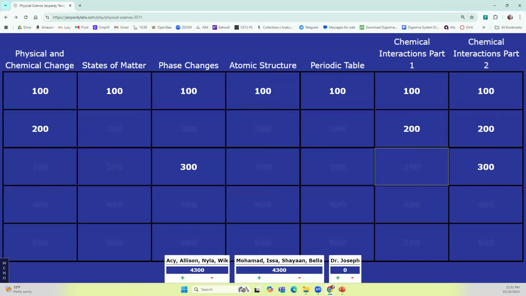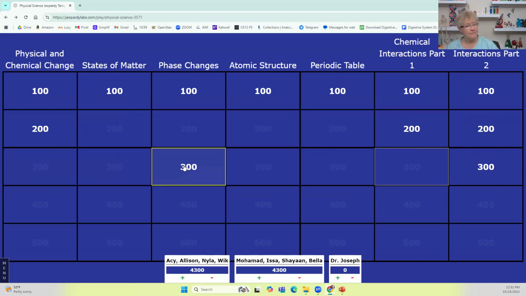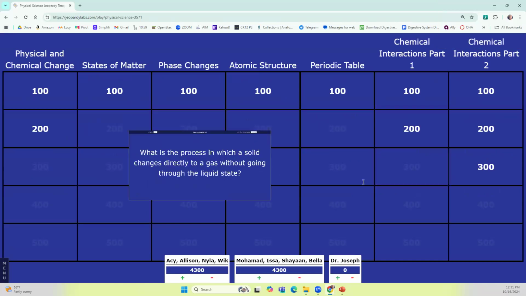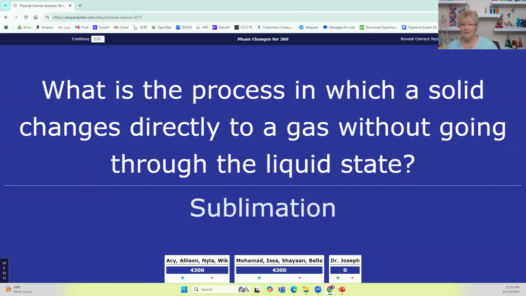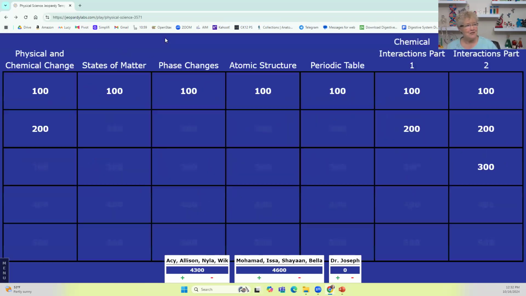Phase changes 300. What is the process in which a solid changes directly to a gas without going through the liquid state? Sublimation. Very good. That's what happens inside your freezer when the ice cubes seem to just magically get smaller. It is sublimation. All right, that was Cheyenne. So now back to AC.